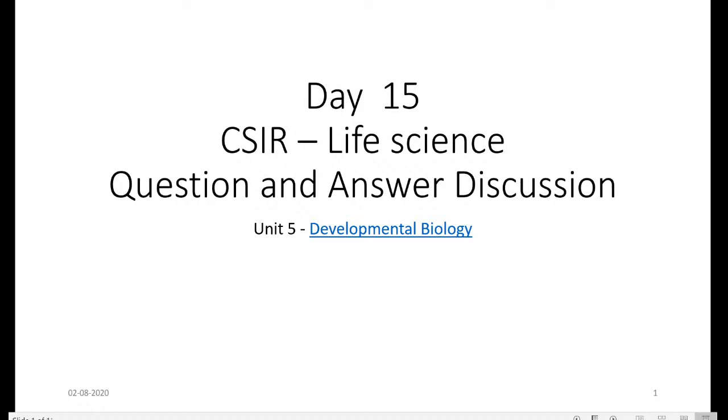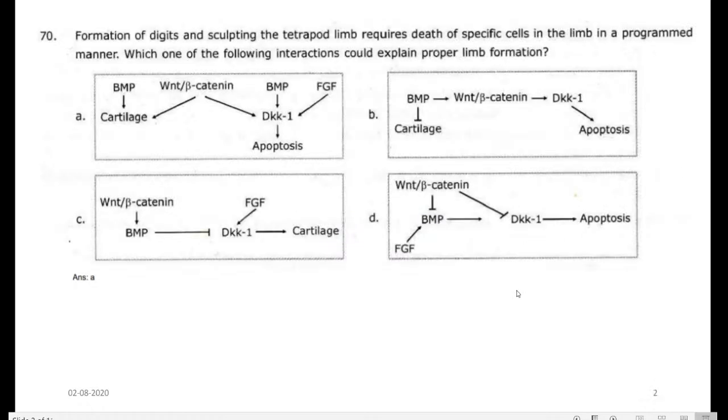Today we are going to discuss the Unit 5 Part C questions, that is the Developmental Biology unit, which is a very important unit in the CSIR examination. As per our earlier discussion, Units 4, 5 and 13 carry nearly 36 marks. Each unit carries 36 marks in a CSIR exam question paper, so we want to be well versed in Units 4, 5 and 13. Once again, I repeat, Units 4, 5 and 13 are very important.